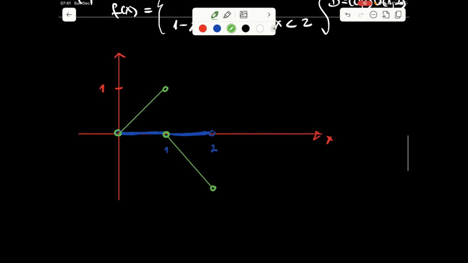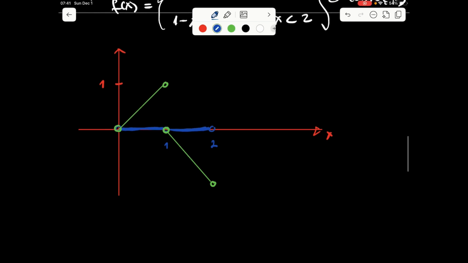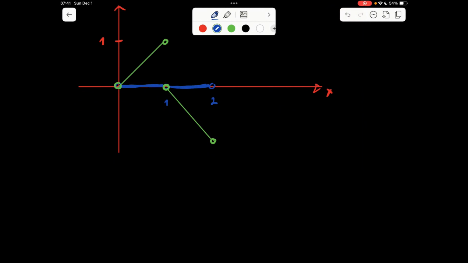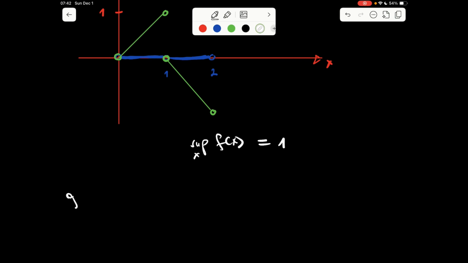This is another special case. The function has neither a maximum nor a minimum, but it certainly has a supremum, which is 1. Okay. Problem G.